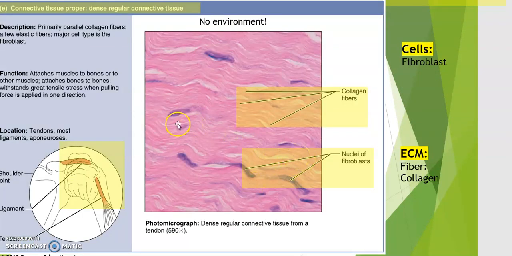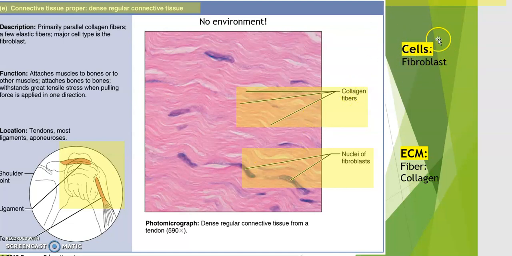As you can expect, this is very dense tissue. When you are looking at these slides, you're not seeing any environment here. This is dense tissue all the way through. When we look at it, we're looking at ligaments here, and we're looking at tendons here, right around the shoulder. So a lot of this dense regular connective tissue in that area.